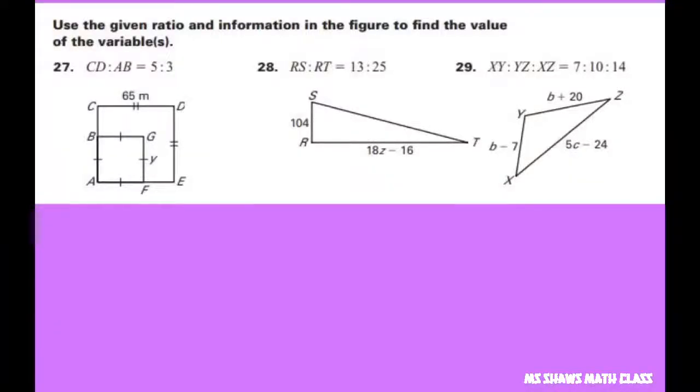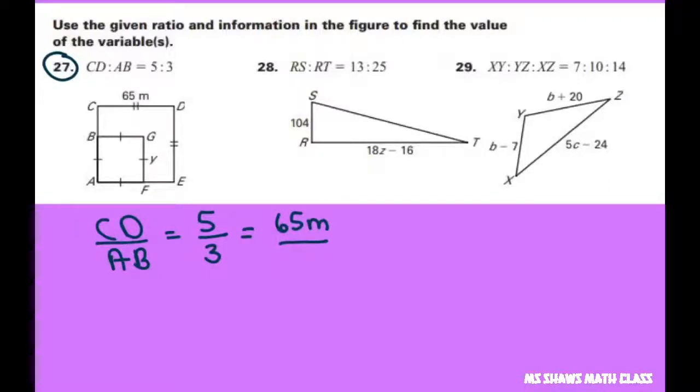Everyone, we're going to use the given ratio and information in the figure to find the value of the variables. So we're going to start with 27 here. We have CD is to AB, and that equals 5 to 3. So CD is 65 meters, and then AB we don't know, so we'll put an X there.